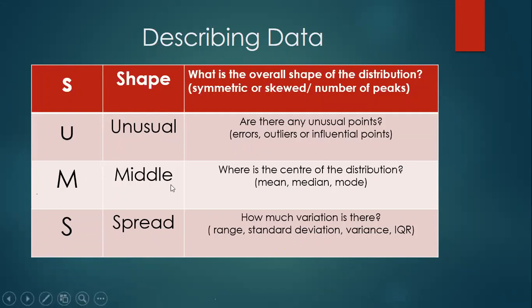C stands for center, the middle: where is the center of the distribution? We have the mean, the median, and the mode. The mean has to do with the overall average. The median is the middle value, the value that lies in the center. And the mode is the value that occurs most frequently. Then S is the spread: how much variation is there? So we have the range, the standard deviation, the variance, and the interquartile range.